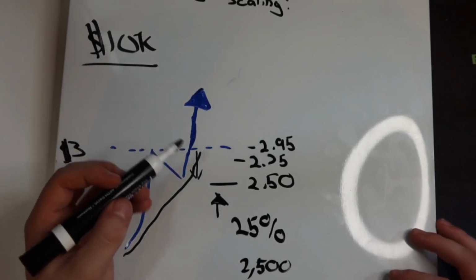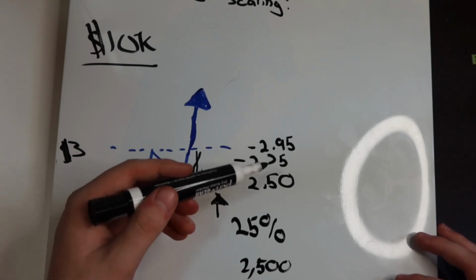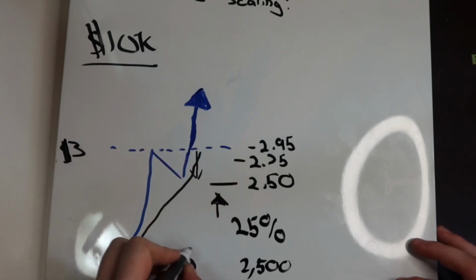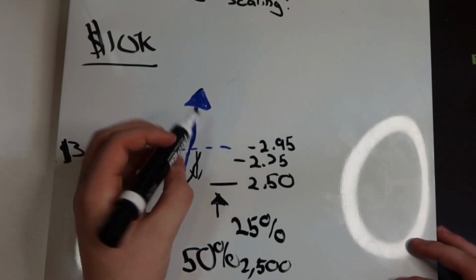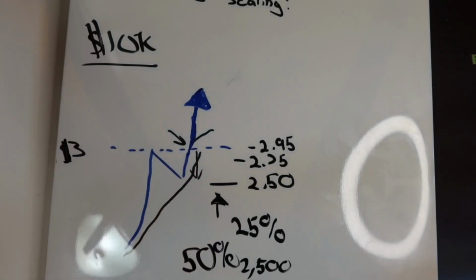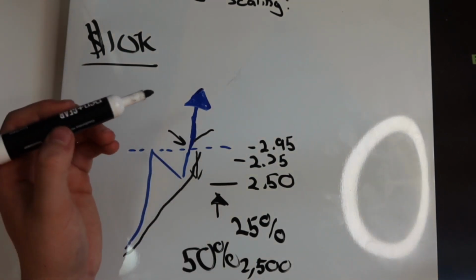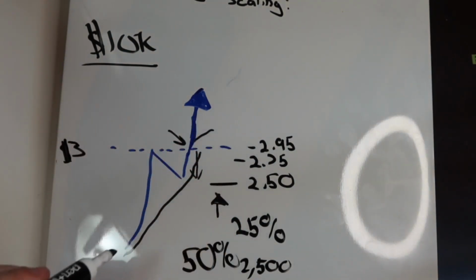Okay. And then at that point, I'd be doing 2,500, and then I'd be 50% in. Generally speaking, my last 50% I would deploy right at that breakout level. Now, this is a picture perfect trade. Say I missed 250 and I'm at 275.